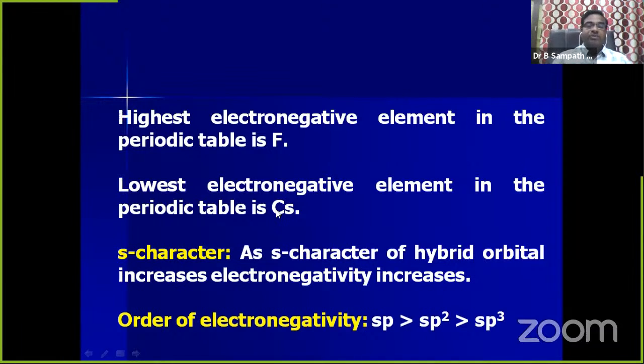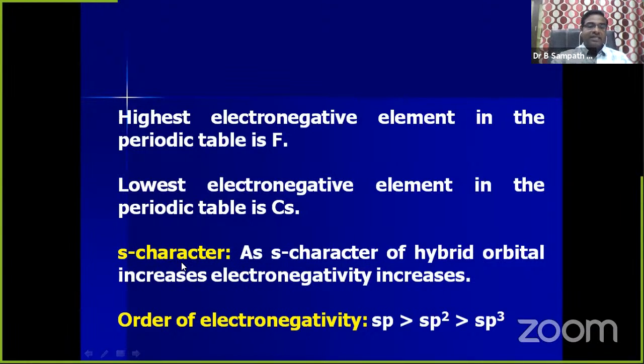So in the case of atomic radius, IP values, EA values, or electronegativity, in all these cases, the lowest value is cesium. But for atomic radius, the least atomic radius is helium. The largest atomic radius is cesium. In case of IP values, the highest is helium. In case of EA values, chlorine. In case of EN values, that is electronegativity, fluorine.